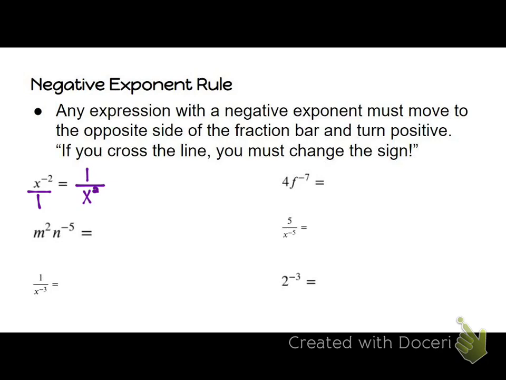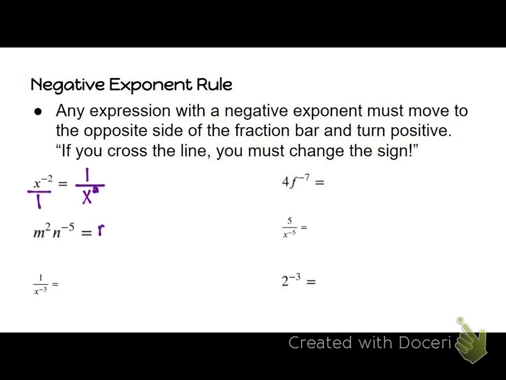So now I have m squared and then n to the negative 5th power. So my m squared is okay, right? Because it's a positive. But my n negative 5th power is not okay. So what am I going to have to do with that? How do I get rid of that negative 5? What's the directions? What did our rules say? Cross the line down. Yeah, I'm going to cross the line. I'm going to move it to the bottom of my fraction bar.